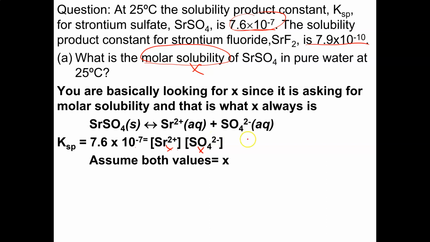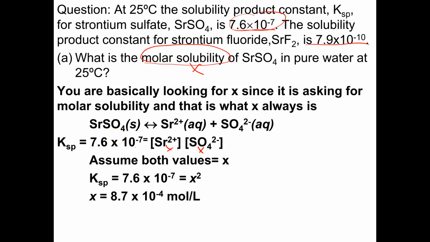And I should have really not even put the number down yet, so it could be more clear, but it's okay. So KSP is equal to 7.6 times 10 to the negative 7 equal X squared. Square root both sides. Solve for X. 8.7 times 10 to the negative 4 moles per liter. That's your molar solubility. So that's your concentration of this and this at equilibrium. That's it. That's all you got to do.